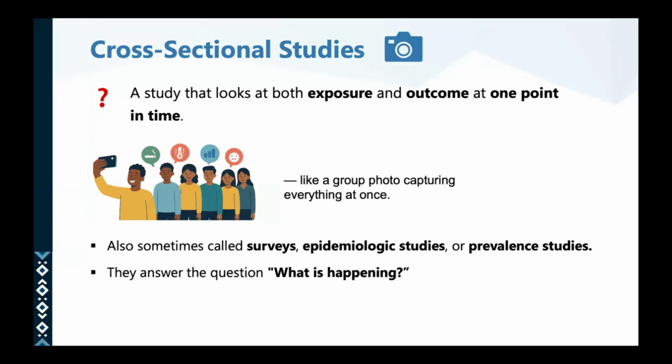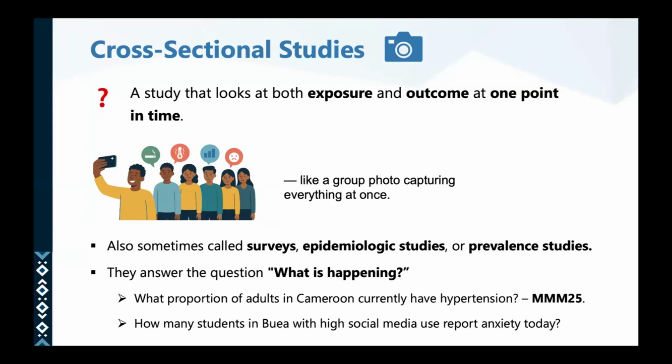They also answer the question, what is happening? What is happening now, at a point in time? So you take a snapshot at that moment and you describe. For example, you can say, what proportion of adults in Cameroon currently have hypertension? And this is something that we are trying to do with the May Measurement Month, which is an international endeavor to assess the burden of hypertension worldwide.